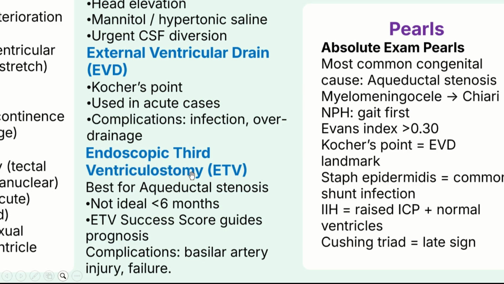important management, an intervention that can be done, and it is best for aqueductal stenosis, but it's not ideal before 6 months of age. This ETV has some success scores that you have to know that will always give you the prognosis. The complications include basilar artery injury or even failure of this endoscopic third ventriculostomy. Remember, the aqueduct of Sylvius is draining that ventricle. So if it is the one that has issues, go into the third ventricle, do the ventriculostomy, and then you'll have the subarachnoid space taken up with fluid.